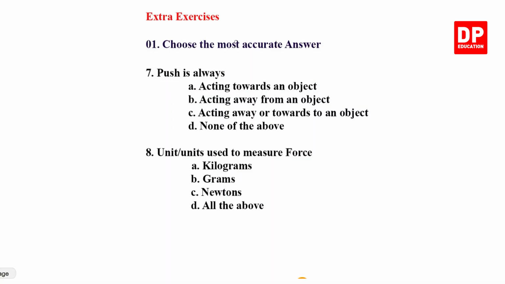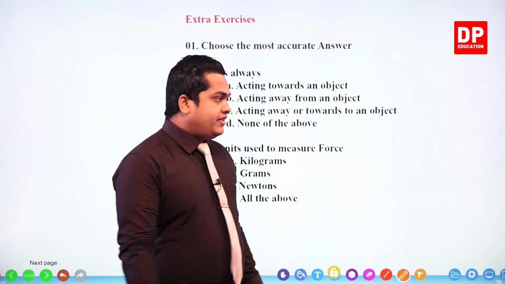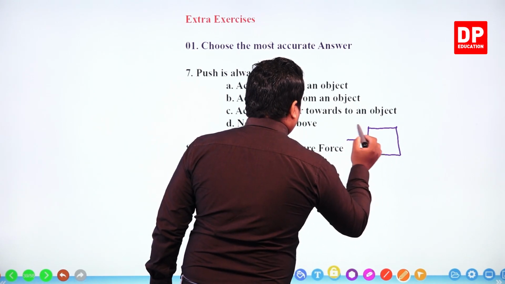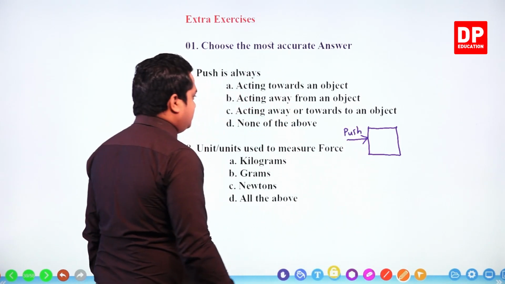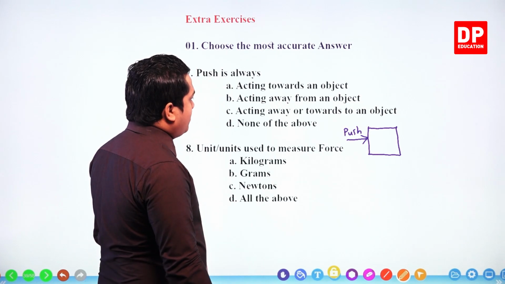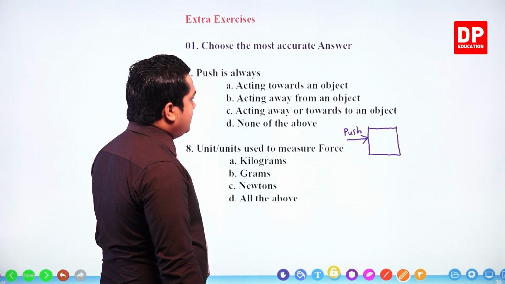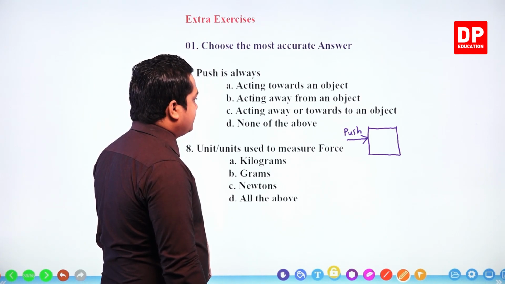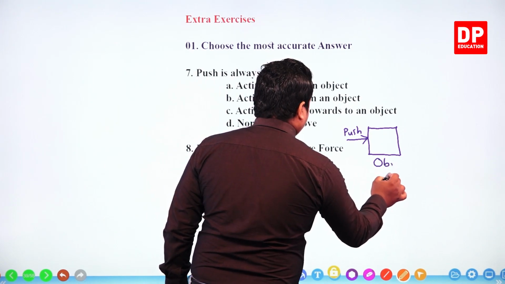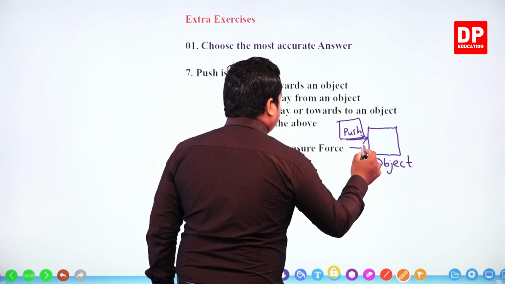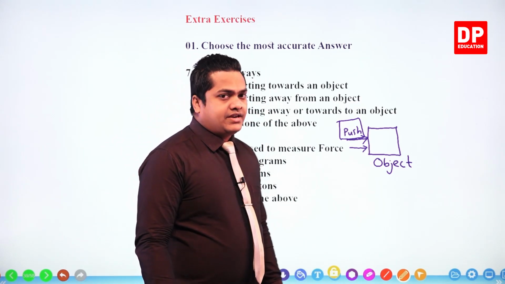Push is always acting towards an object. So, this is push. If an object is like this, this is the push. The options are: acting towards an object, acting away from an object, acting away or towards an object, none of the above. If this thing is the object and this is the push, it's obvious to us that it's always acting towards the object. Pushes are always acting towards the object.